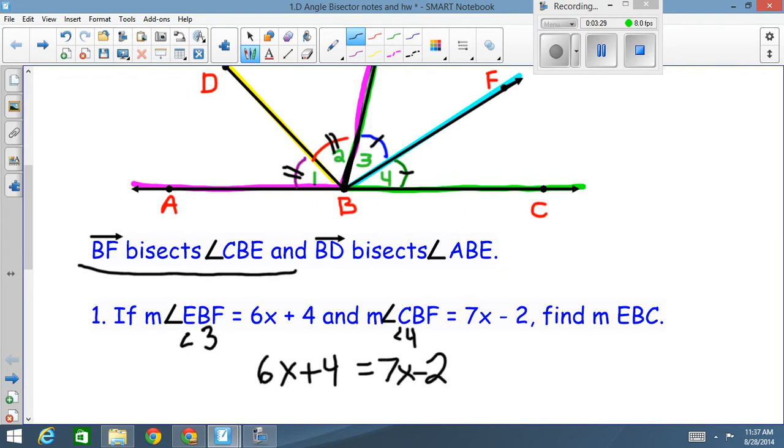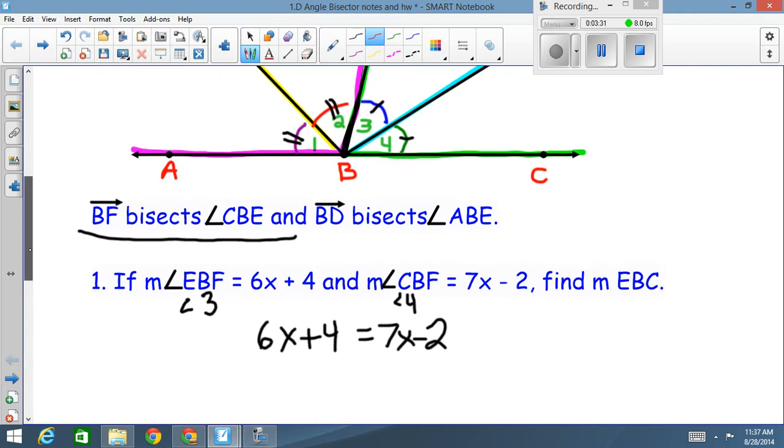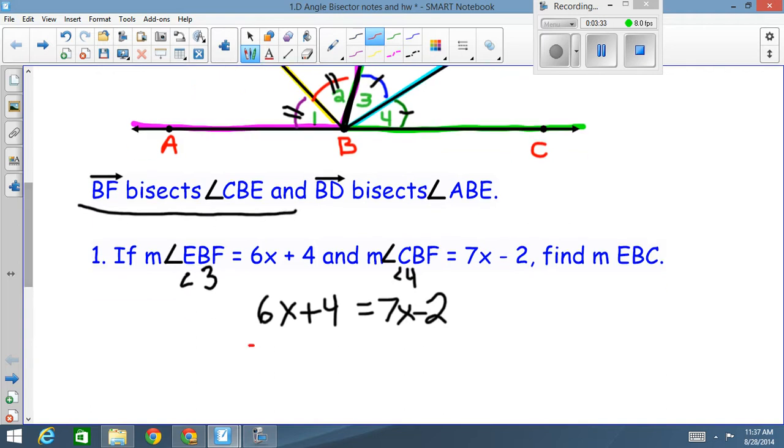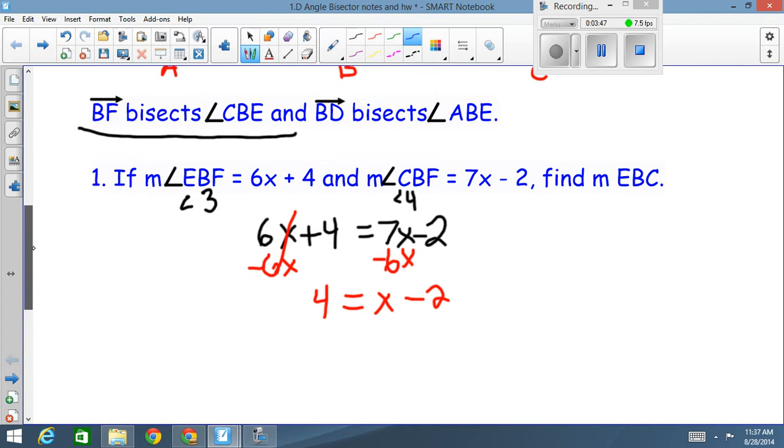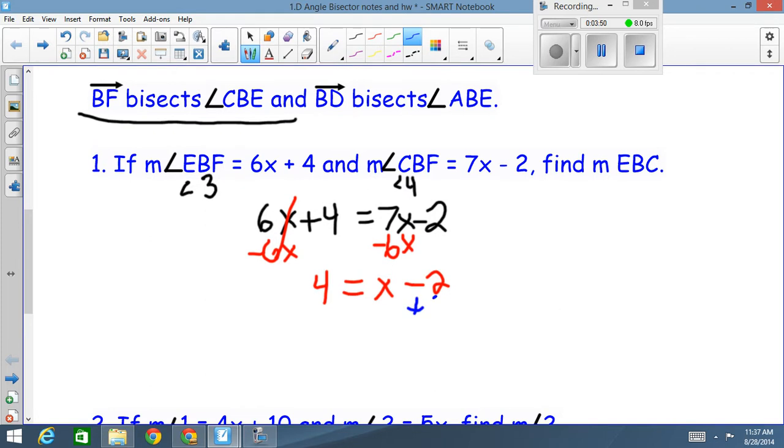So we got to solve for x. When we solve for x, we're going to go ahead and get our x's on one side. I would subtract 6x from both sides. X's cancel. Bring down the 4. 7x minus 6x is 1x. Bring down the minus 2. Now I have all my x's on one side. We'll get my constants to the other. I'm going to do that by adding 2 to both sides. And x is equal to 2.